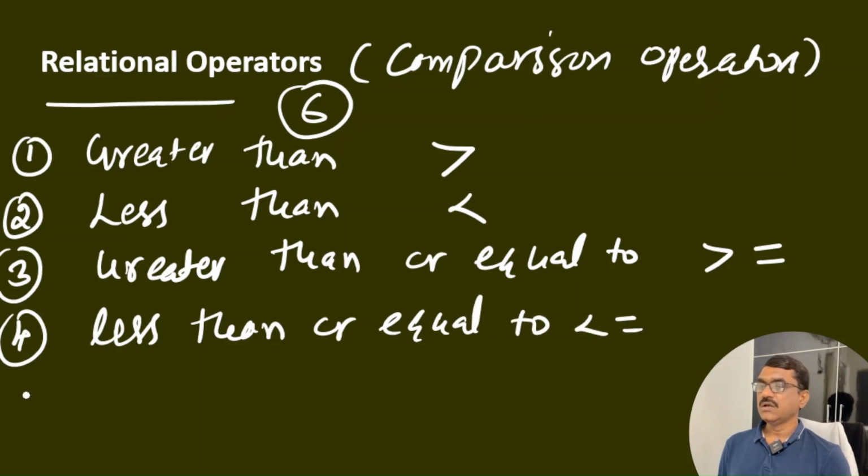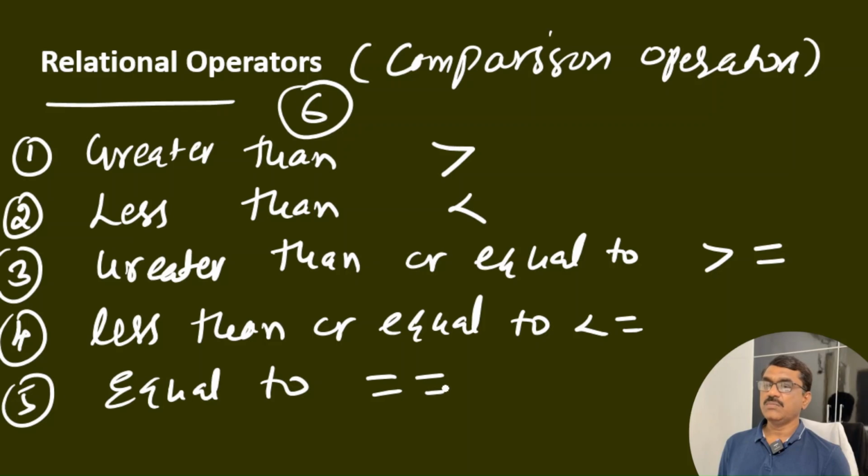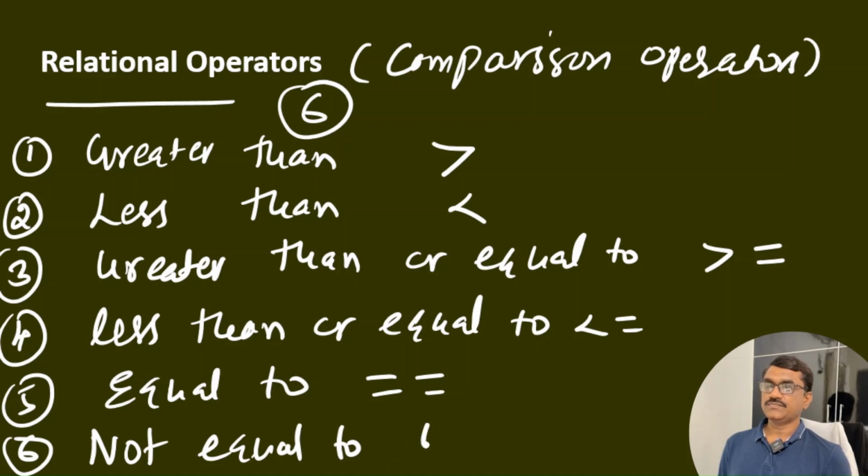This is the symbol. And the fifth one is equal to. This is the symbol, double assignment operator, right? Now the sixth one is not equal to. This is the symbol. These are the 6 types of relational operators or comparison operators.